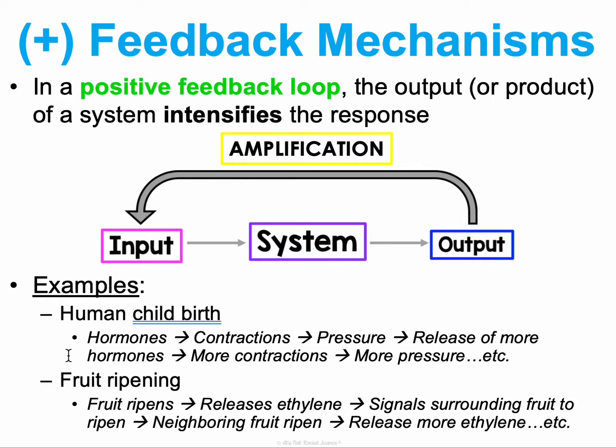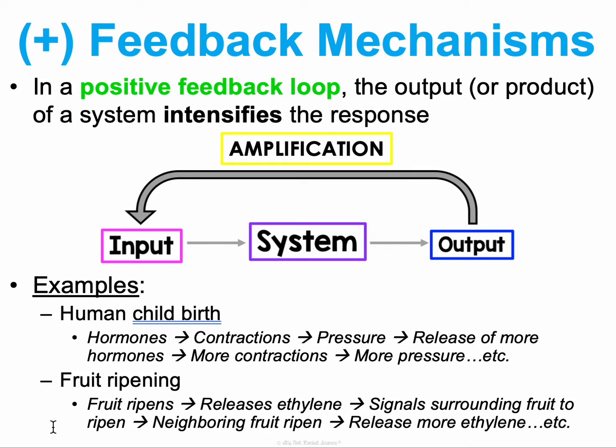First one could be human childbirth. As the childbirth process begins, the body experiences an influx of hormones that cause contractions, which cause a lot of pressure in the body, which then releases more hormones. You can see how it's going through this loop here. It releases more hormones and more contractions, more pressure, et cetera, and it keeps going through that loop until eventually the child is born.